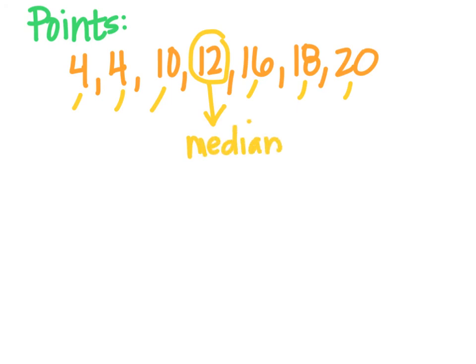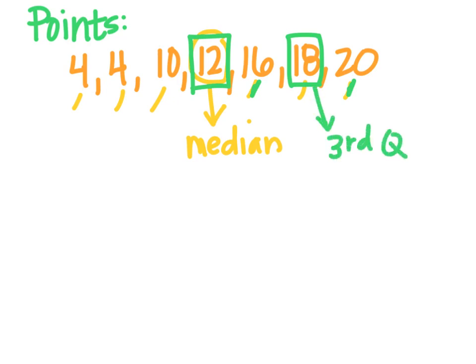All right, now I need to split the upper half of my data and the lower half. So here, I'm not going to use the 12 now because that is my median, so you don't use that. So I'm going to go low and high, and I'm left with just 18 as my third quartile. Okay, if I come down to the lower half of my data, I'm going to go low, high. I'm left with just a 4. That is my first quartile. Okay, now that I did that, I can go ahead and make a box plot.